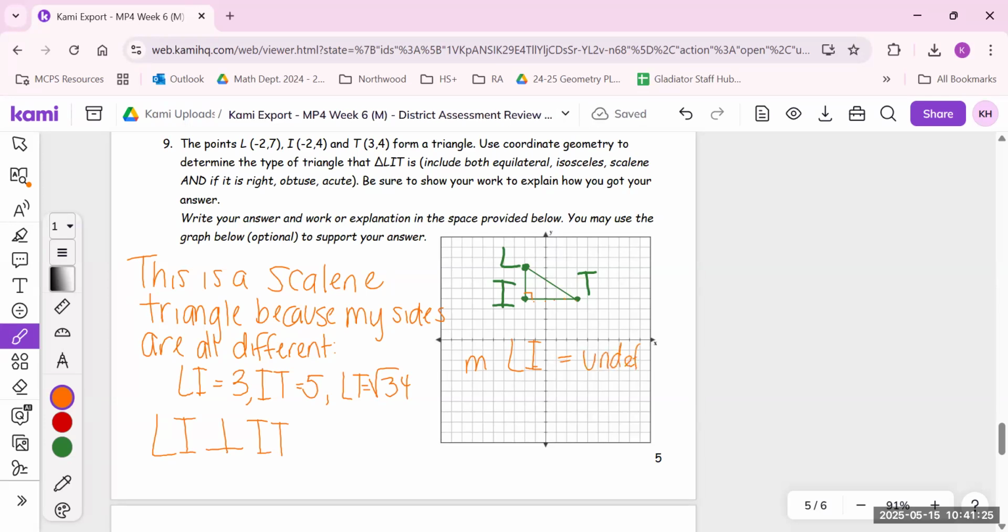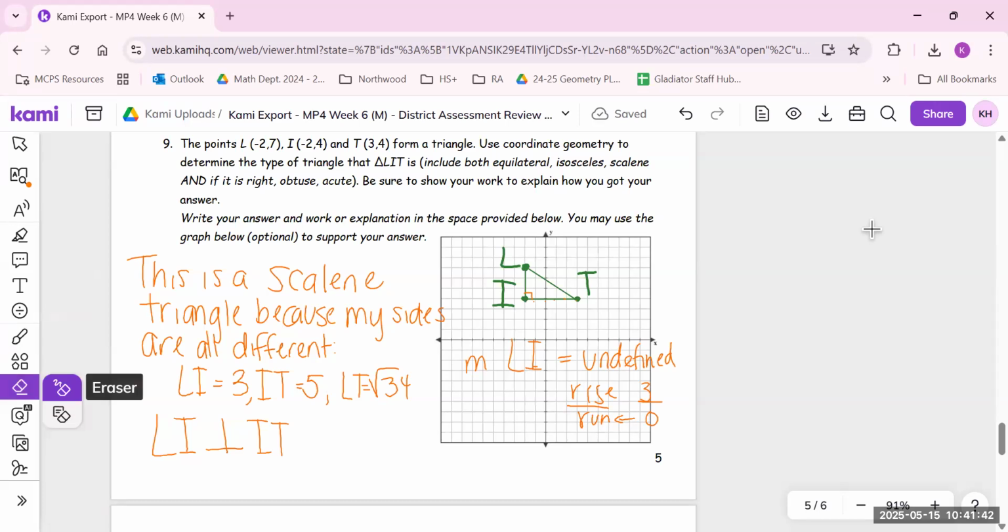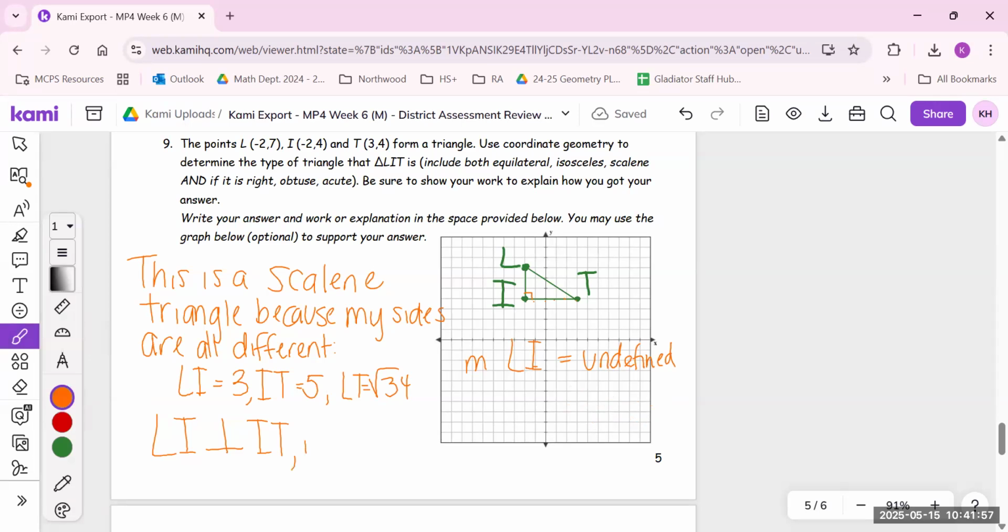undefined. What that means is I'm not moving my rise over my run. I'm not running, there's no running. I rise 3, but that's that. So you can't divide by 0. It's illogical, so we say it's undefined. But all undefined lines are vertical and IT is horizontal. So those are right angles. So that means that this is a right scalene triangle.